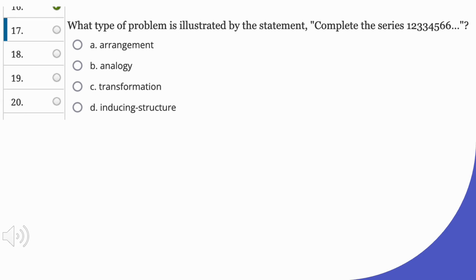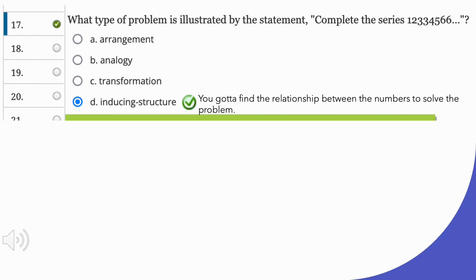Question 17. What type of problem is illustrated by the statement, complete the series 1 2 3 3 4 5 6 6? A. Arrangement. B. Analogy. C. Transformation. D. Inducing structure. It's D. Inducing structure, since you gotta find the relationship between the numbers to solve the problem.